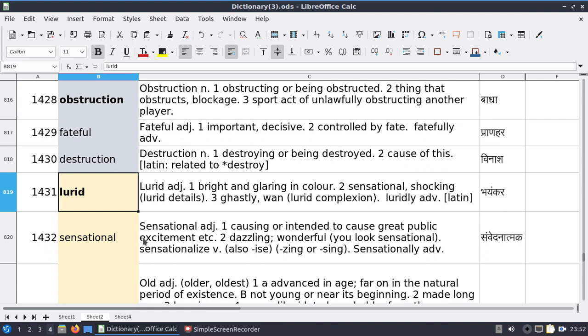Lurid details of the murder. The paper gave all the lurid details of the murder. Or the TV channel which is displaying all the lurid details of the murder. That means it is very glaring. It is sensational. It is shocking. Sensational is definitely a synonym here.